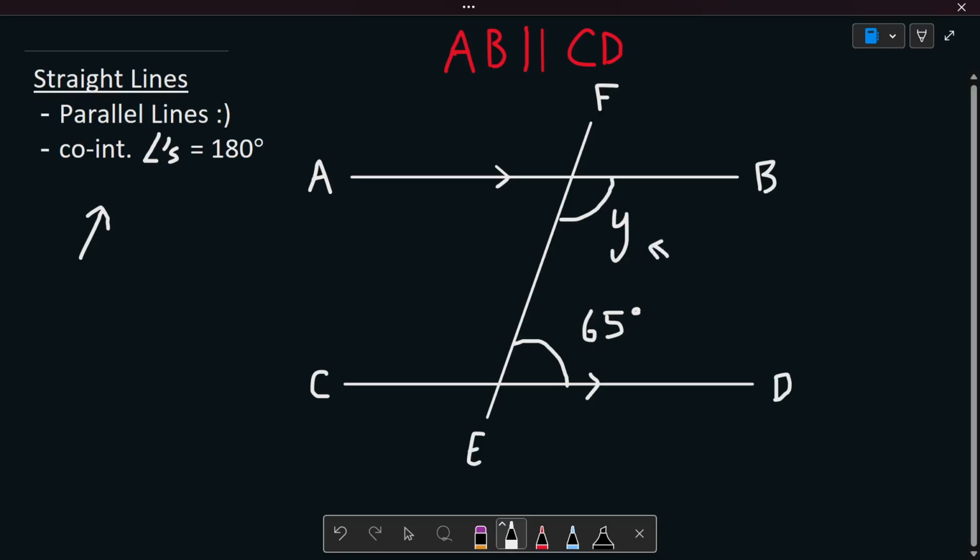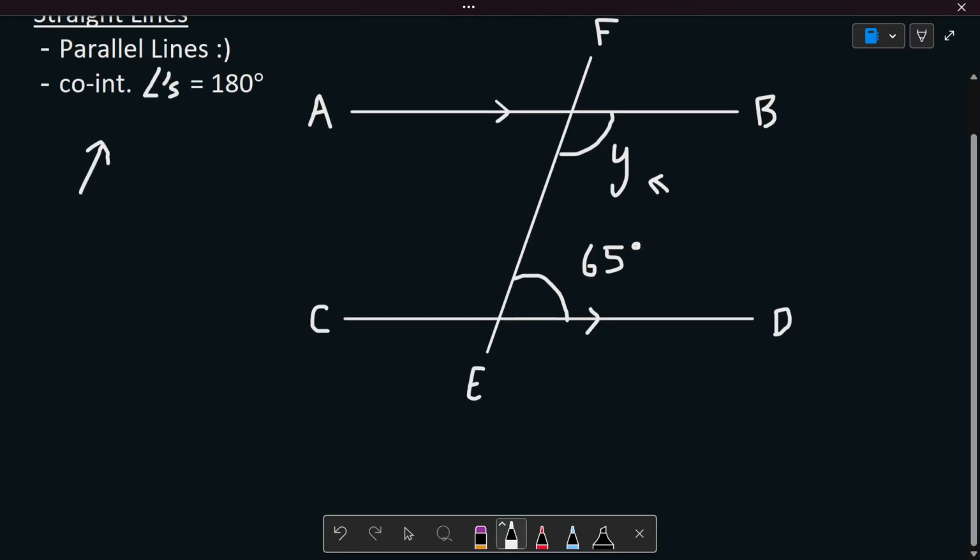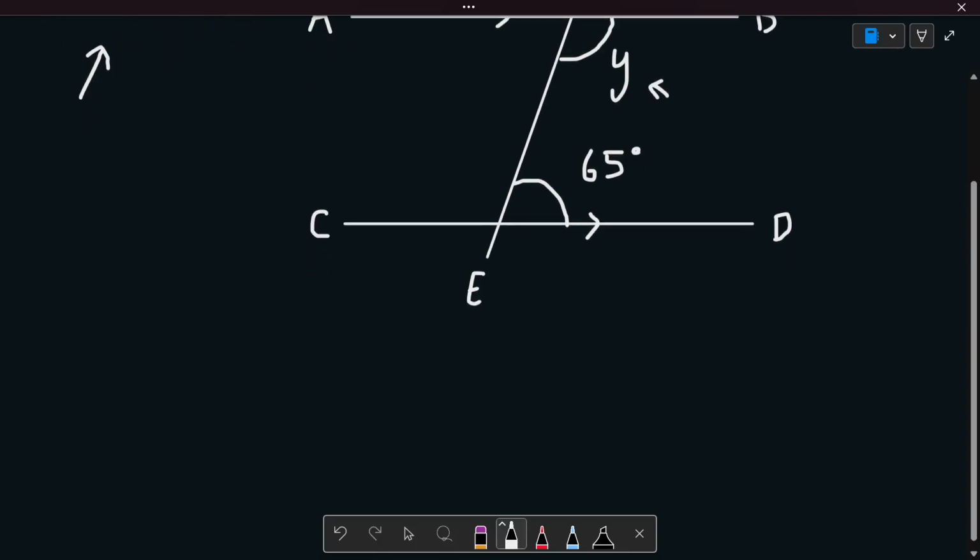Like I said already, if you add the two angles that are co-interior, look how it's actually inside of the two parallel lines. That's what co-interior actually also means. It's the two angles that are inside of the two parallel lines, and those two angles, if you add them together, will equal 180 degrees. So this is how we do it.